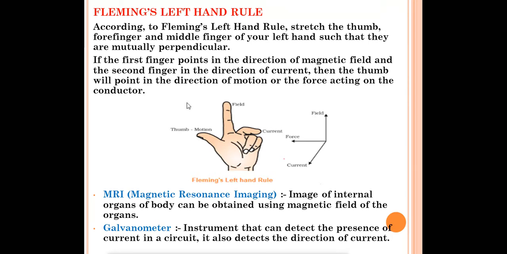Just now we have read that the magnet will also exert an equal and opposite force on the conductor. So the thumb will give you the direction of motion of the force acting on the conductor. Like this you should remember this one.